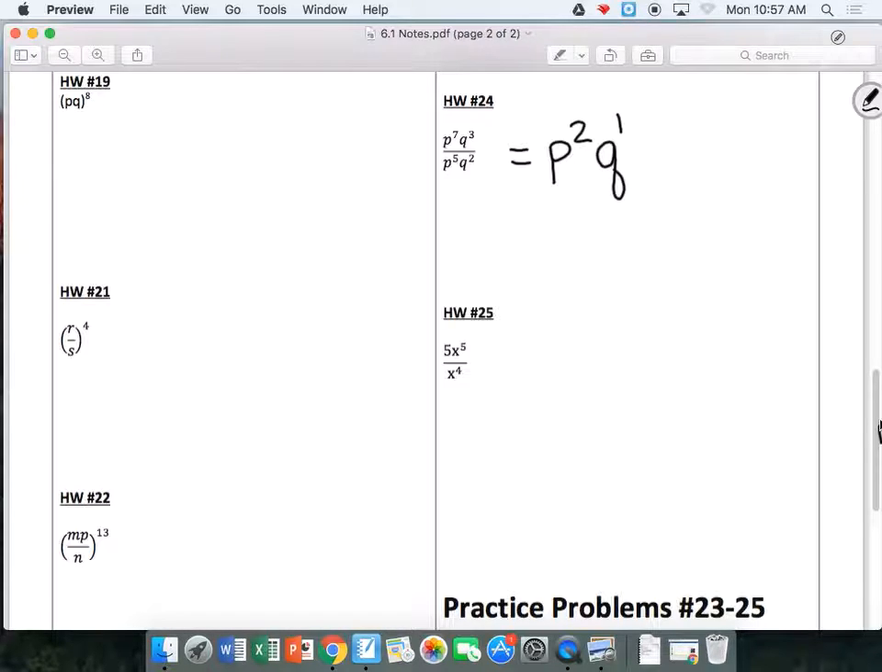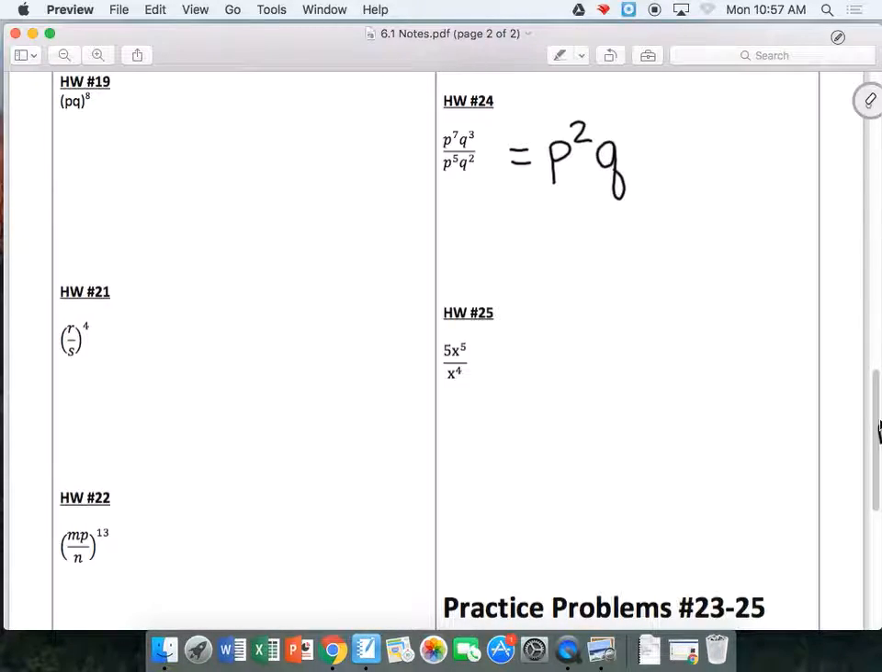Now, I will tell you on Math Lab that they don't like you to put 1s. They understand that if you just put q, you mean q to the 1st. So it's not necessary to put the 1. If you put q to the 1st, they'll probably tell you that it's not in the correct format.